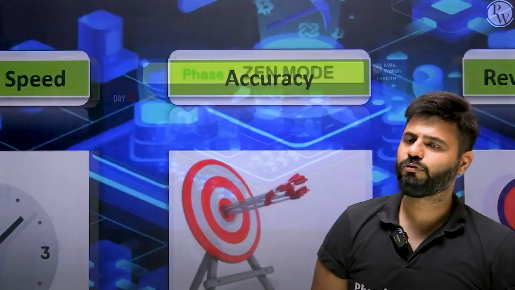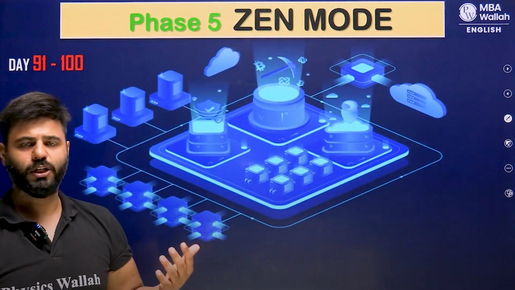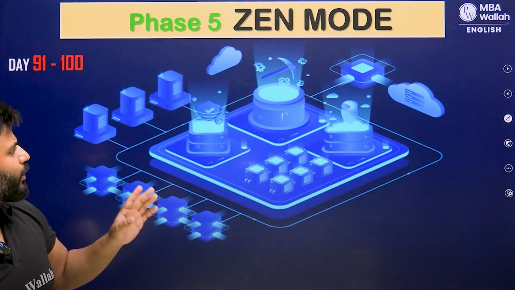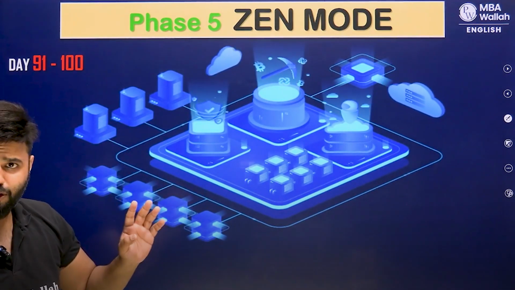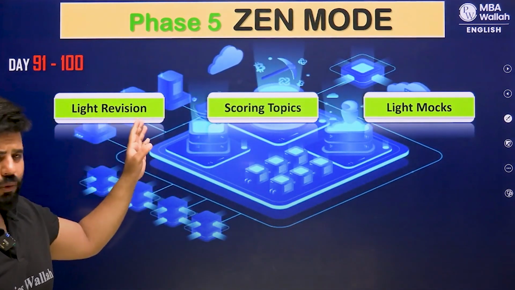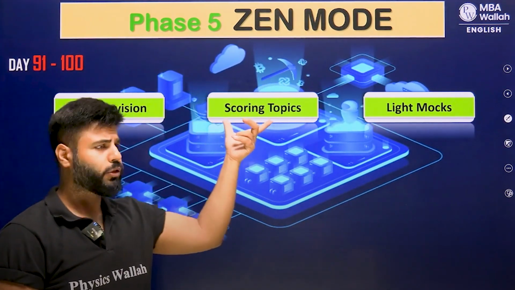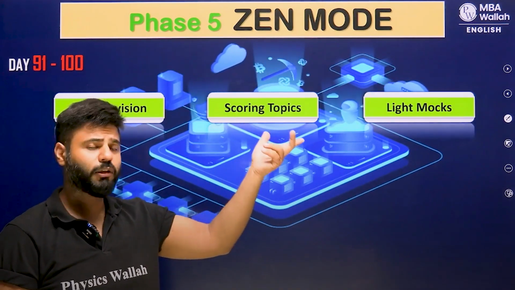And then comes the final phase, phase 5. Once we have rectified, we are getting those scores, we are working on our accuracy and speed. Final phase, guys, the last 10 days, it's time to relax. Just do light revision, no more mocks, no more new topics. Focus on the scoring topics, revisit the formulas.